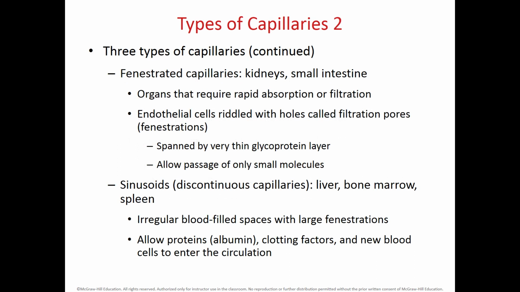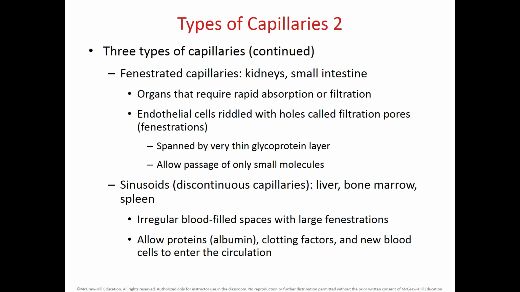The fenestrated capillaries are located within the kidneys and the small intestines, and they have a great amount of absorption and filtration happening through them. The endothelial cells within these fenestrated capillaries have holes that are known as filtration pores or fenestrations. And they have very little glycoprotein layer. These fenestrations allow the passage of only small molecules, so they are selective in the size of what can pass through.